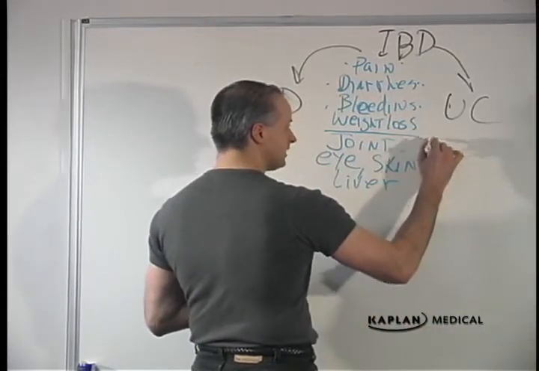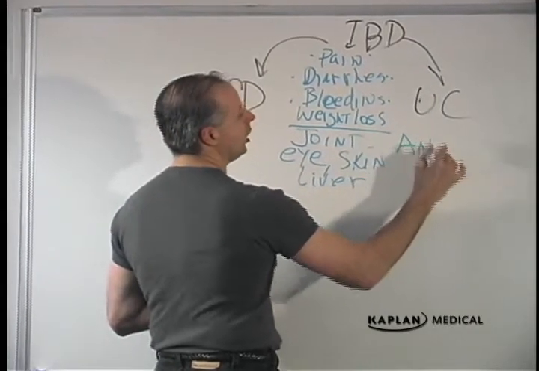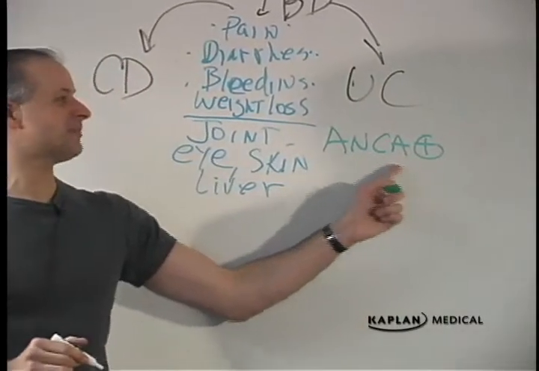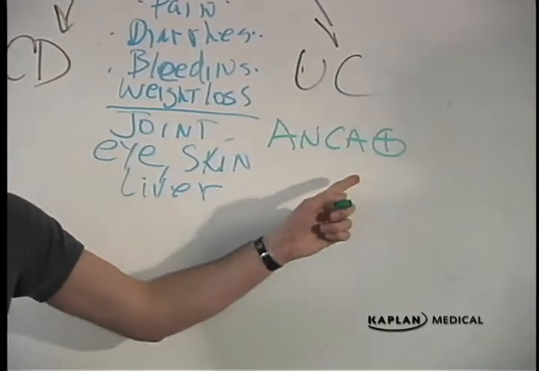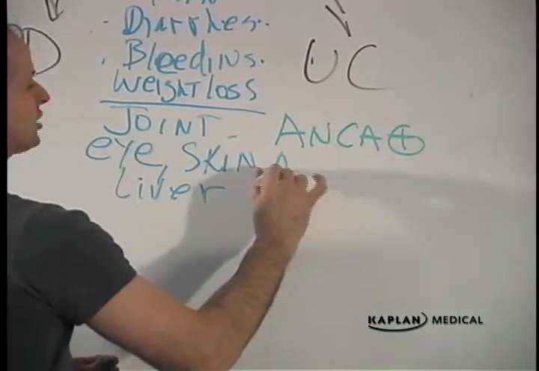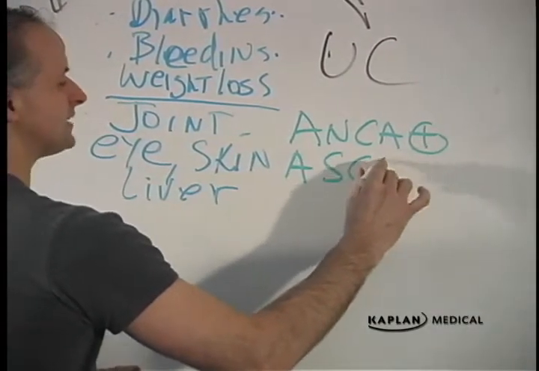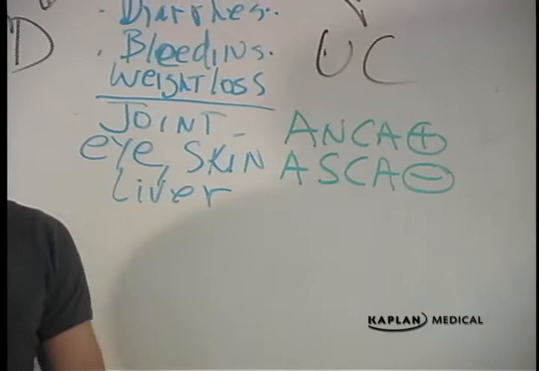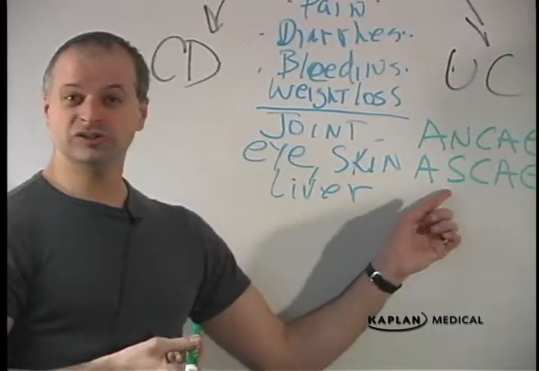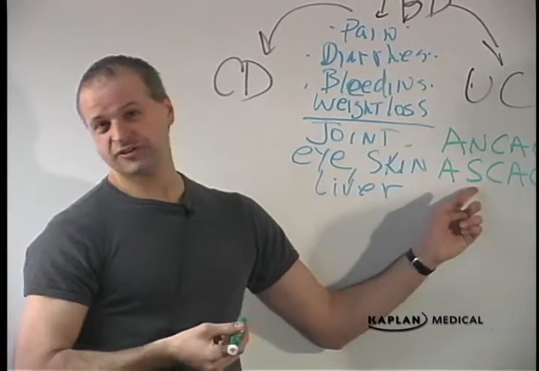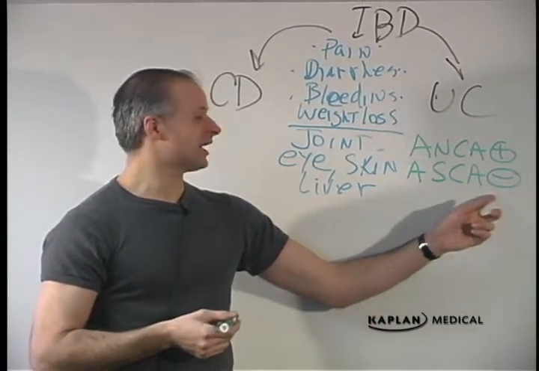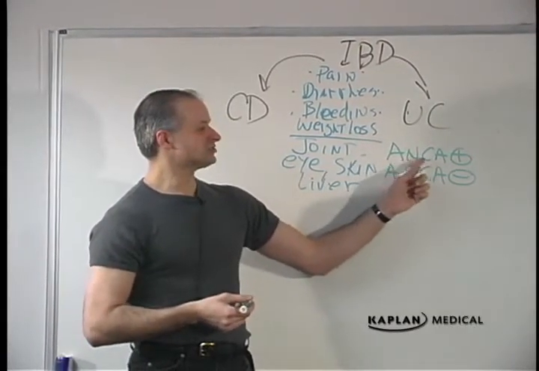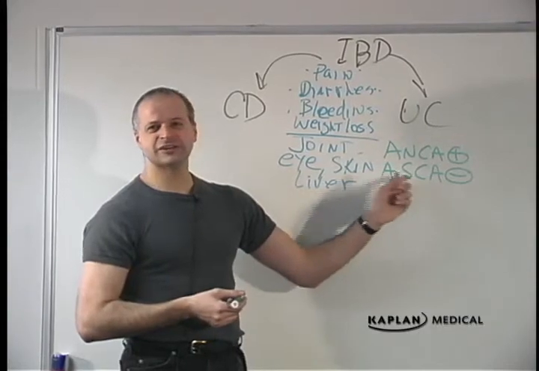One is that ulcerative colitis is going to be positive for anti-neutrophilic cytoplasmic antibodies, whereas it's going to be negative for anti-Saccharomyces cerevisiae. Woo-hoo! Is that a long name? Saccharin, sweet, myces, fungus, cerevisiae, antibody. Well, ANCA and ASCA, anti-neutrophil cytoplasmic antibody, anti-Saccharomyces cerevisiae.